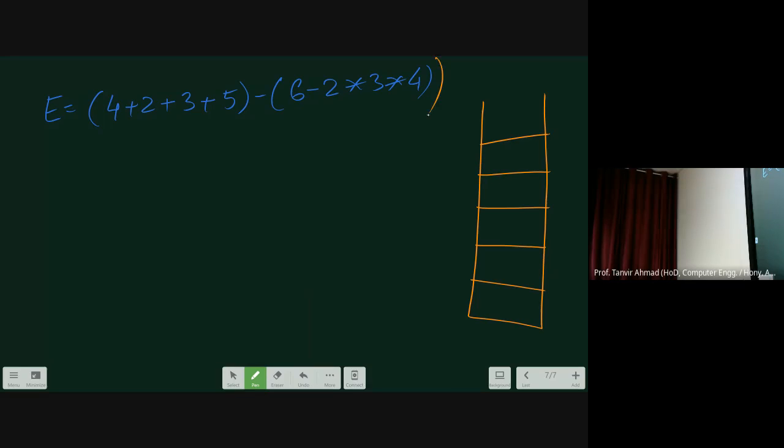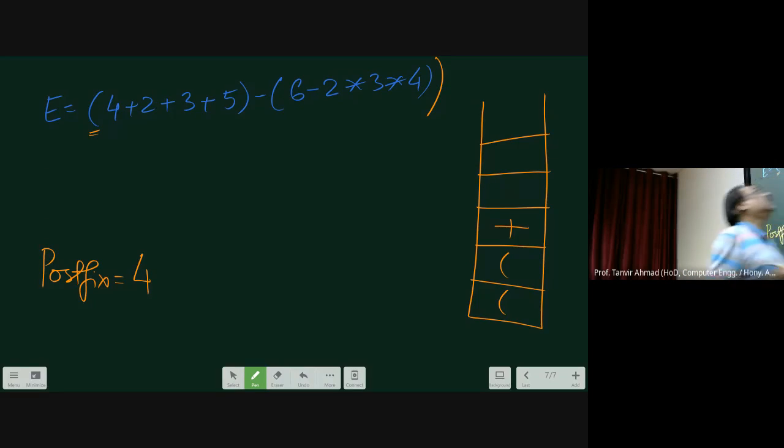And I'll put extra brackets over here and then this bracket over here. Okay. Now this is the postfix equivalent. I get a left bracket. Therefore, you put a left bracket. Then I get 4, I'll push. Then I get a plus, I push plus. Then I get 2, I'll put it over here.